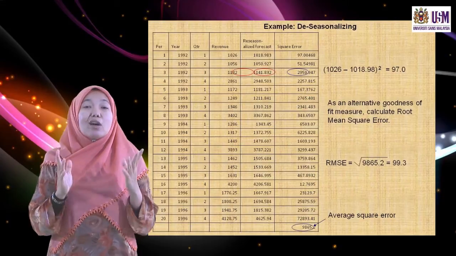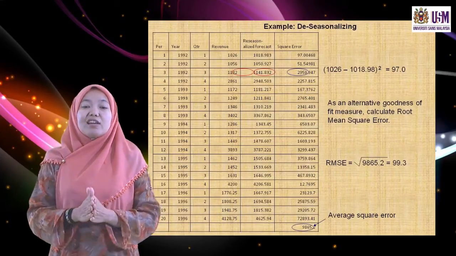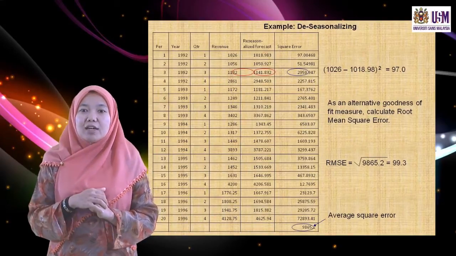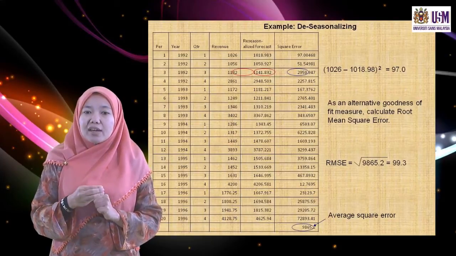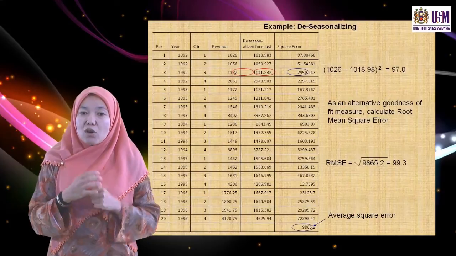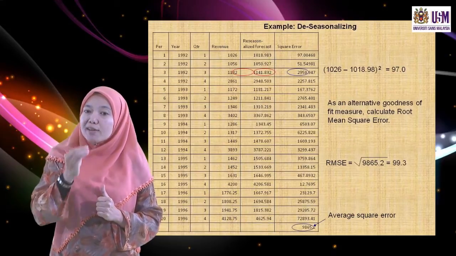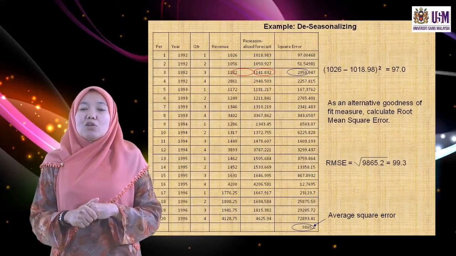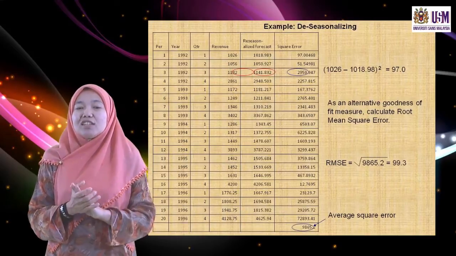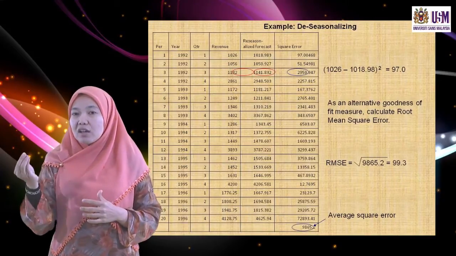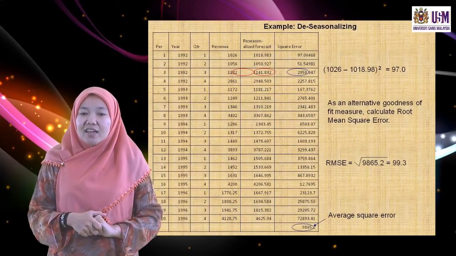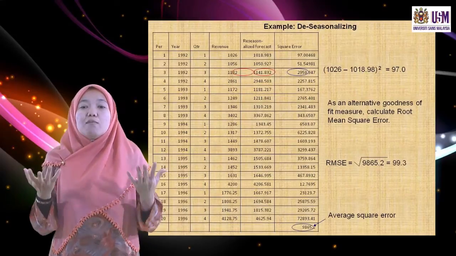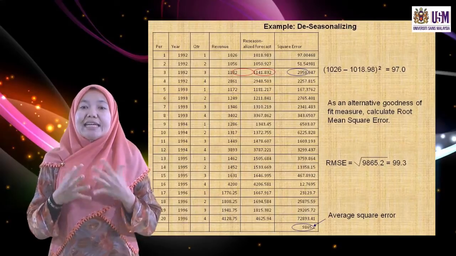So you have 9865.2. That is the total square error. Then you divide by the 20 observations, and you take the square root, so it becomes your root mean square error. So remember the steps: calculate the difference between the actual observation and the re-seasonalized forecast, square it, add all of them together, divide by the number of periods, 20, and then take the square root, so it becomes a root mean square error of 99.3.